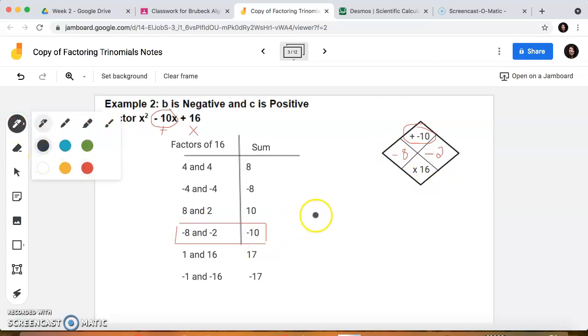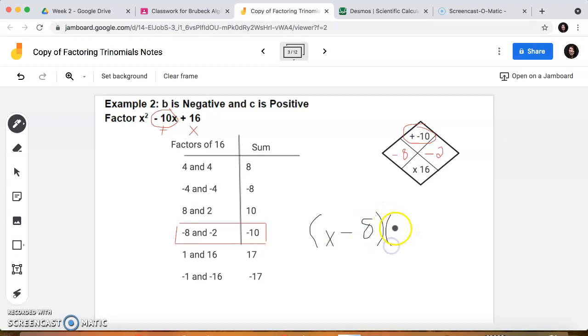And when we write that, it's going to look like this. X minus 8 and x minus 2. Close those parentheses. And that's the final answer.